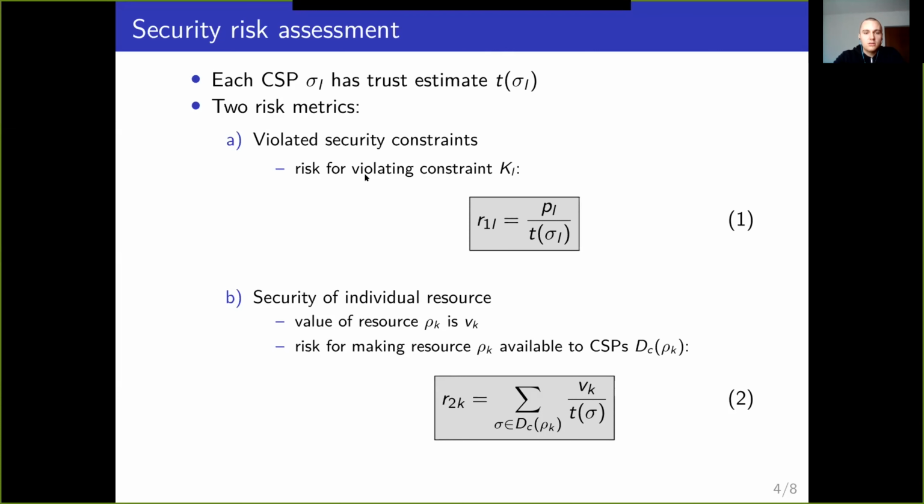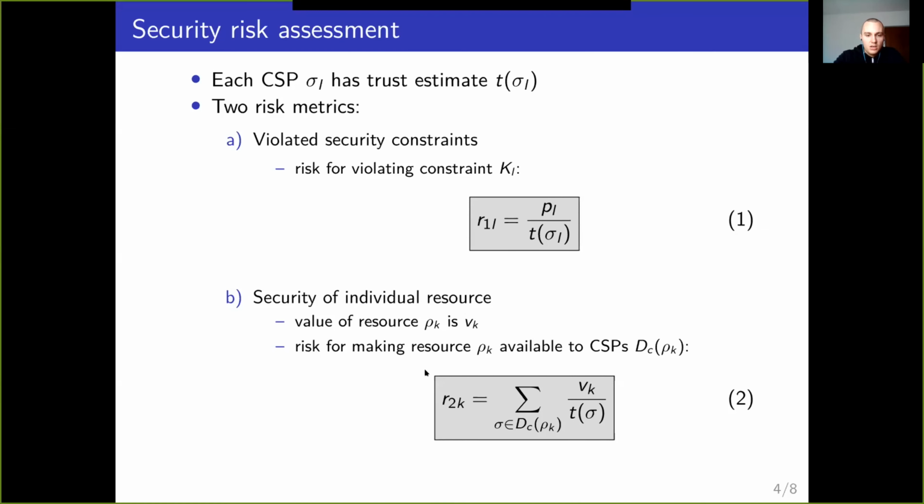So the first metric is calculated as follows. Violating a constraint KL produces a risk that is calculated by dividing the penalty for breaking a constraint by the trust estimate of the cloud where the constraint is violated. If multiple clouds violate the constraint, we simply use the lowest trust estimate of the bunch.